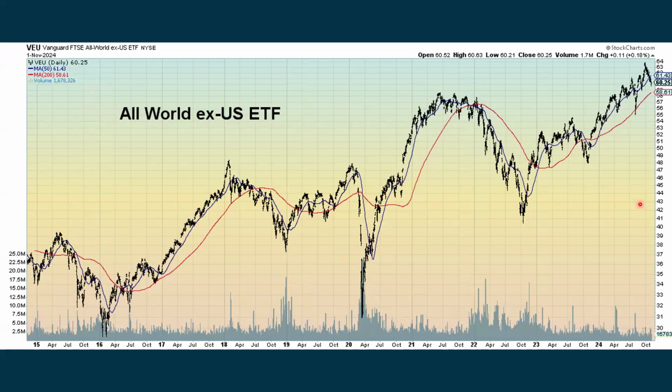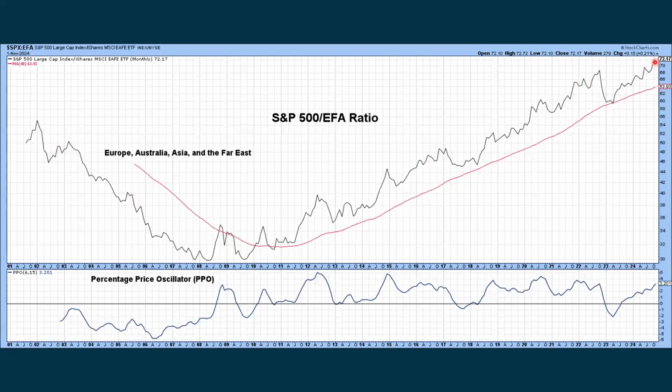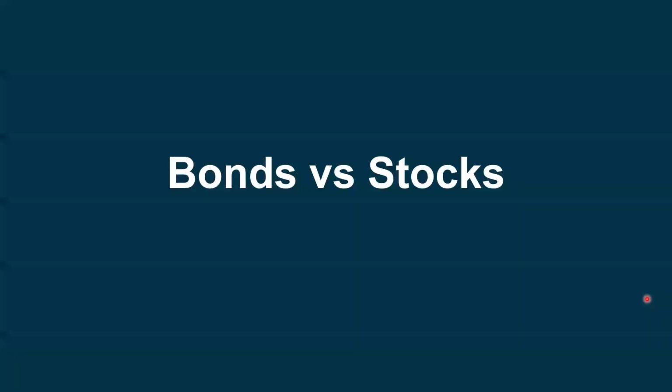Then we use the all world ETF, which excludes stocks from the US, still in an uptrend, but pulling back and actually falling below its 50-day moving average. Then we do a ratio of US stocks versus world stocks, showing how US stocks are still outperforming. Then here's a monthly chart, kind of looking at the same approach. We do a ratio between US stocks and stocks around the globe, showing how US stocks are outperforming and still above an advancing moving average. And the momentum of this ratio is still going higher as well.